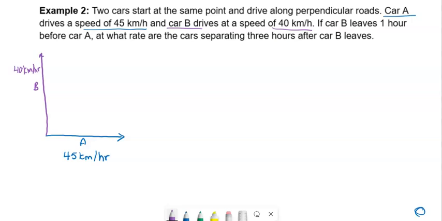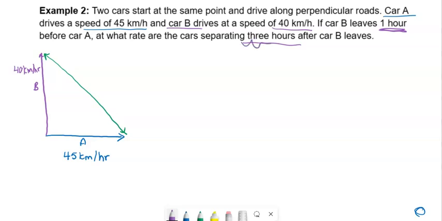The next thing that I'm going to look at is that car B leaves 1 hour before car A, and I want to know their rate of separation 3 hours after. So what I'm really looking for is this distance here. So the thing that I need to find out is actually how far away is car B 3 hours after?